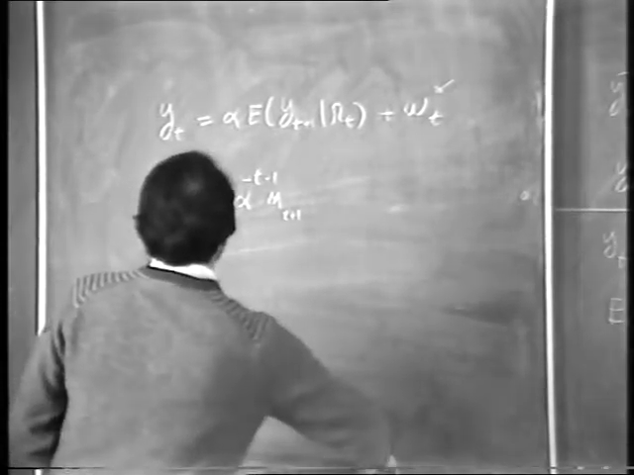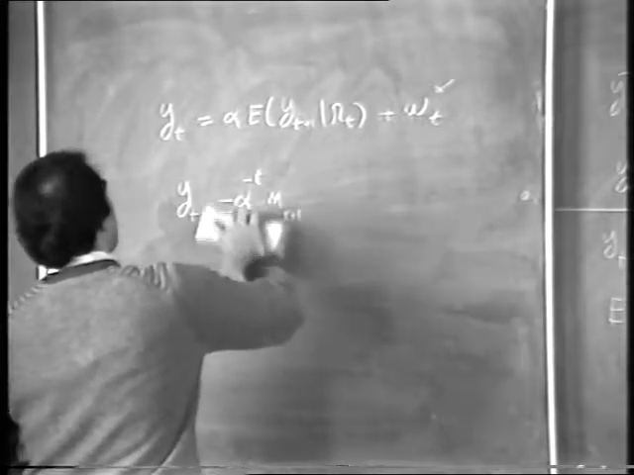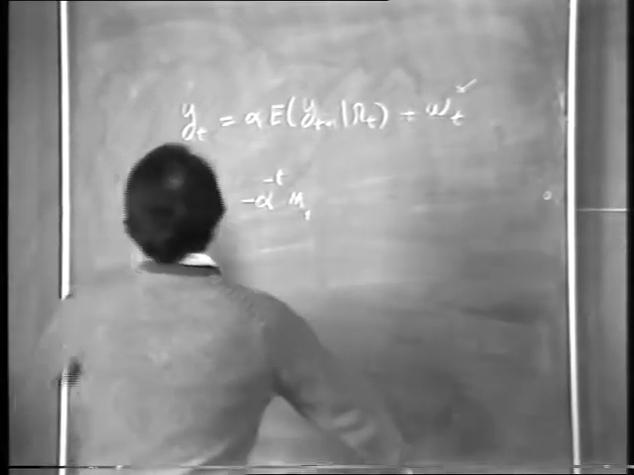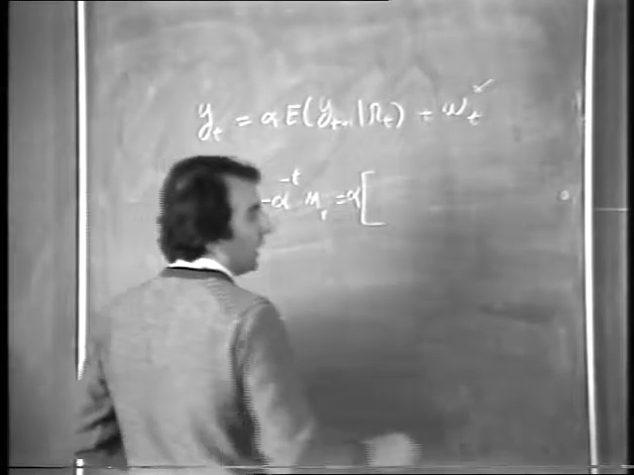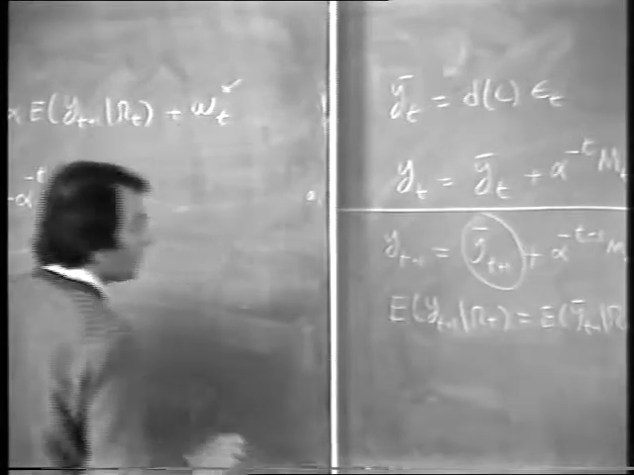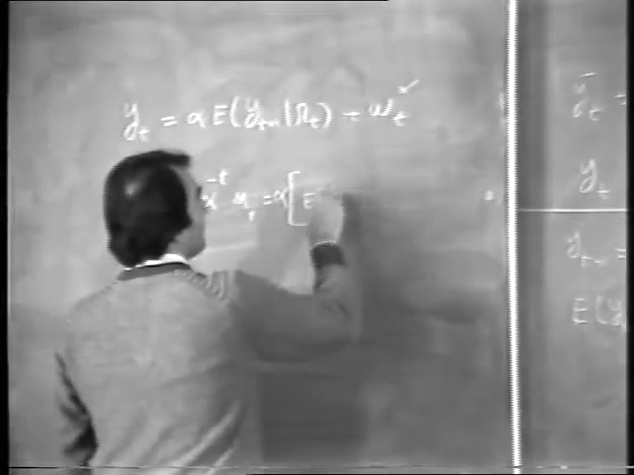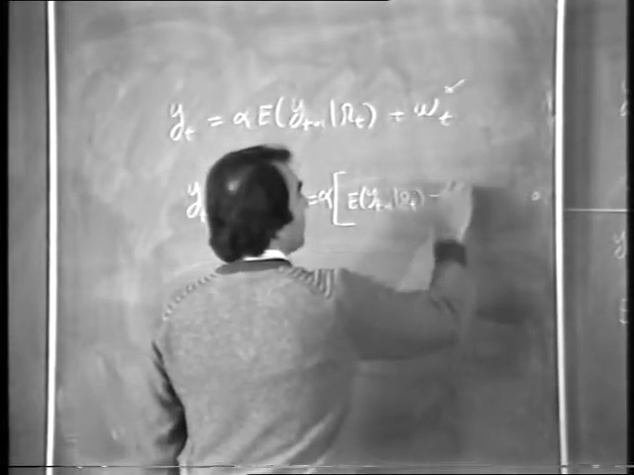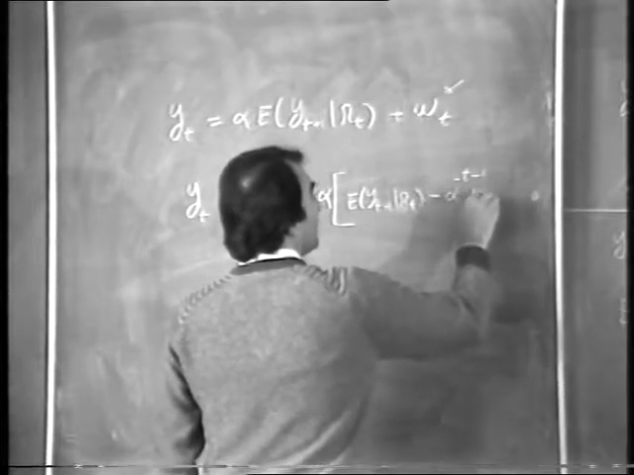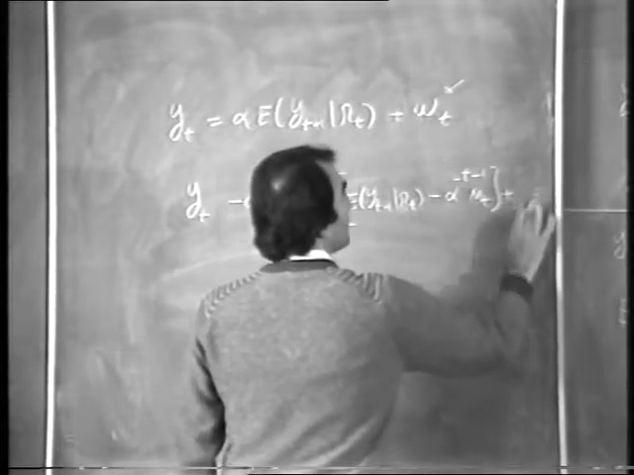So therefore, we will get Yt minus alpha to the minus t minus 1 mt. I don't mean plus, sorry. It's just Yt at the moment. This is the left-hand side. That is equal to alpha, and since this also is a solution, that's equal to the expected value of Yt plus 1 given omega t minus alpha to the minus t minus 1 mt plus wt.